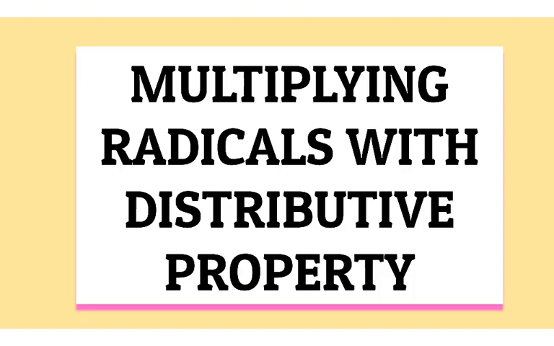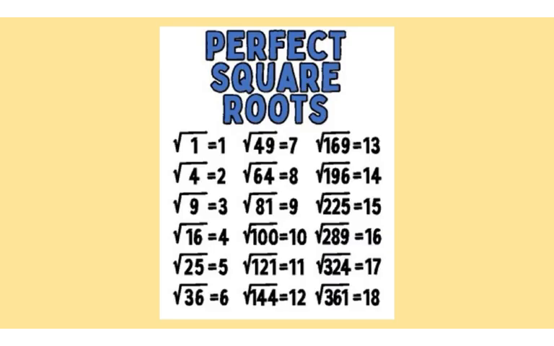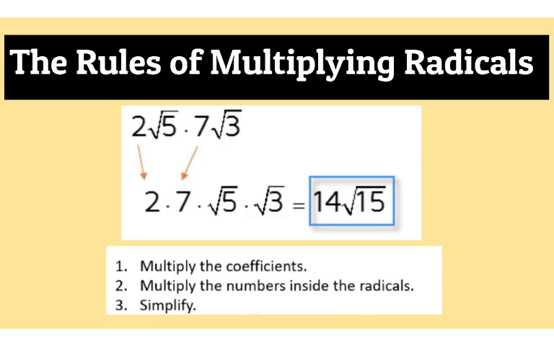This is multiplying radicals with distributive property. Now, before we go on, make sure you know your perfect square roots. Have them memorized. Know how to simplify radicals with variables. And last, know the rules of multiplying radicals, where you multiply the coefficients first, then you multiply the numbers inside the radicals, and eventually simplify.